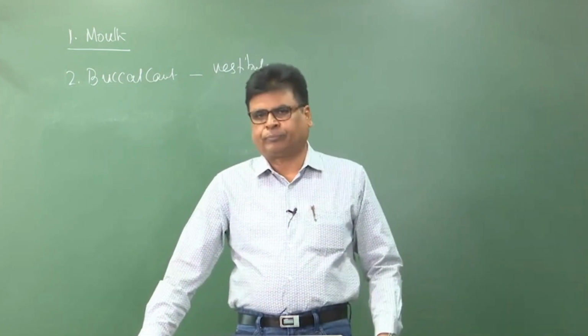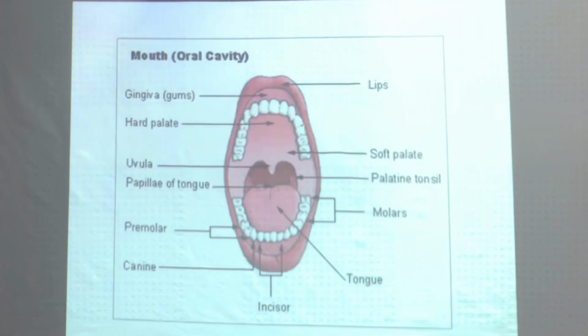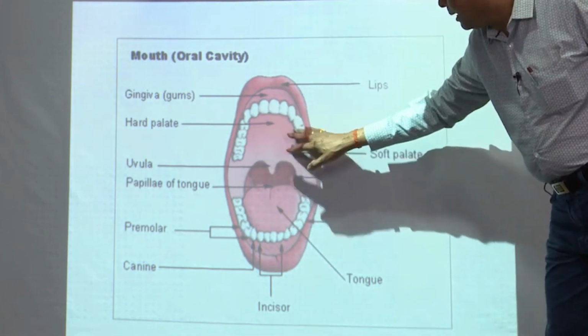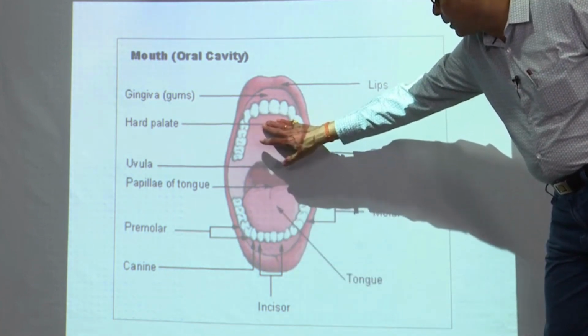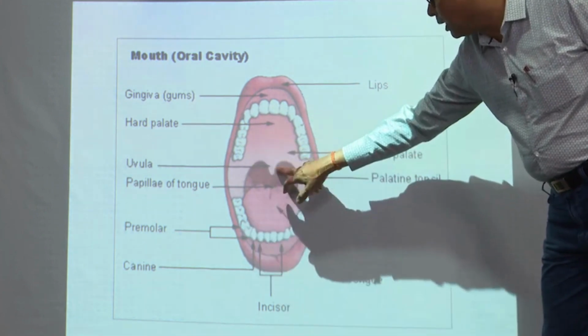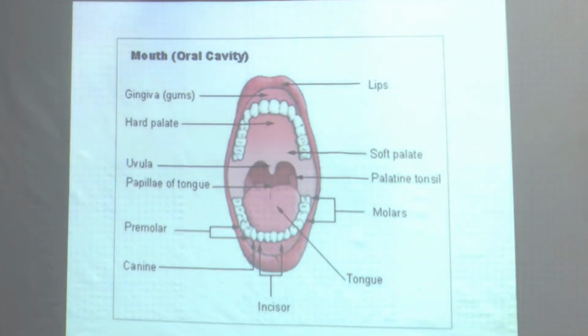In human beings, that soft palate is known as the uvula. In human beings, the soft palate hangs into the laryngeal pharynx in the form of a fleshy process called the uvula. Just look at your own mouth. If this is the upper jaw and this is the lower jaw, this is the hard palate, and this hard palate gradually becomes soft and forms a structure called the uvula. This is hanging in the laryngeal pharynx region in humans.